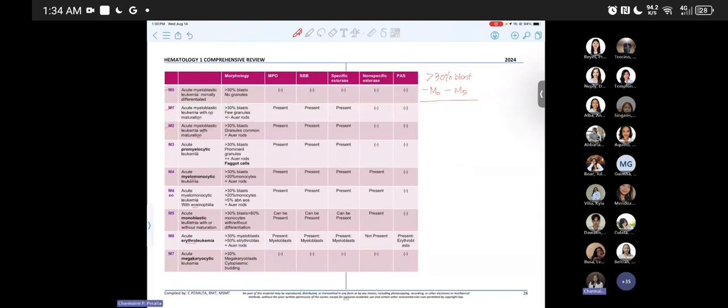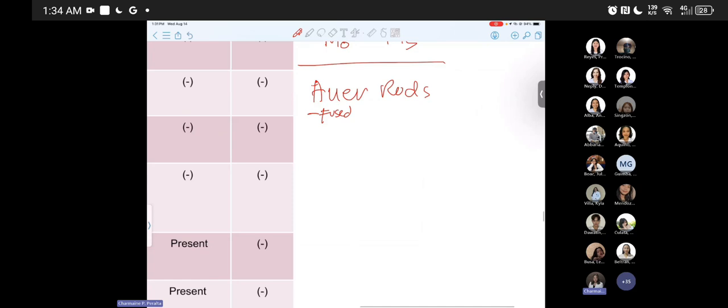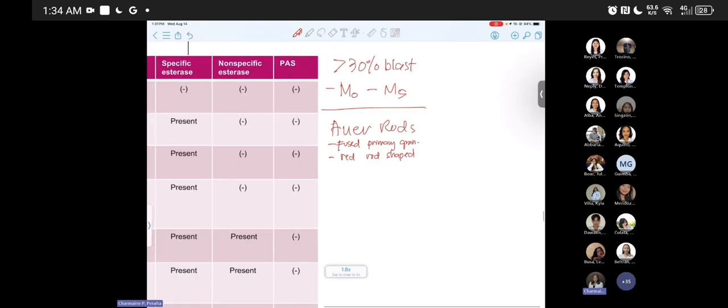Next, appearance of Auer rods. So as discussed earlier, ang Auer rods, merong defect sa granules. Ang Auer rods, merong fused primary granules. Ang appearance nito is red rod shape. Saan nakikita si Auer rods? So ang palatandaan ko dyan, si Auer rods, since fused primary granules siya, nakikita siya sa stage kung saan nag-appear si Auer rods, which is sa promyelocyte.